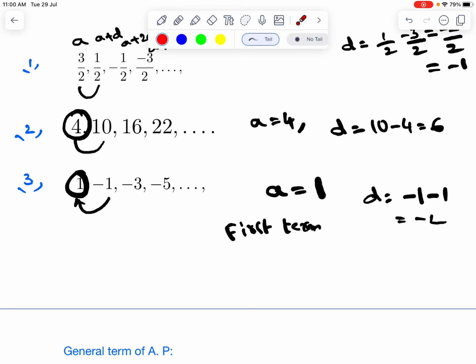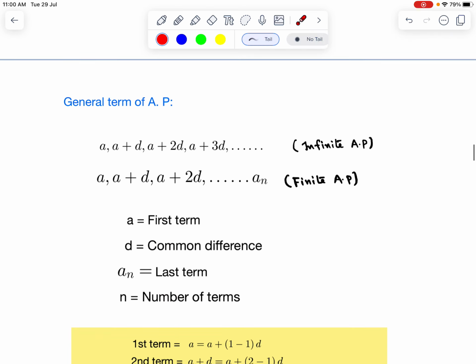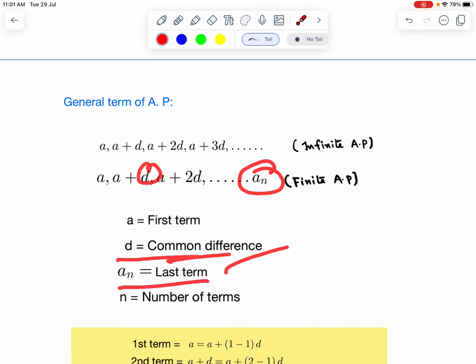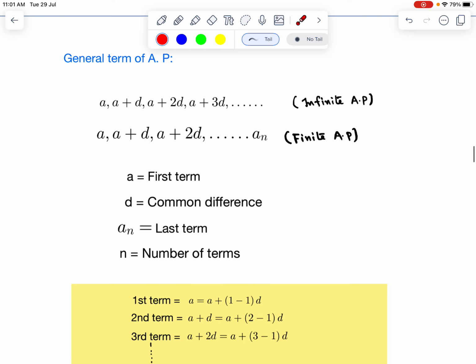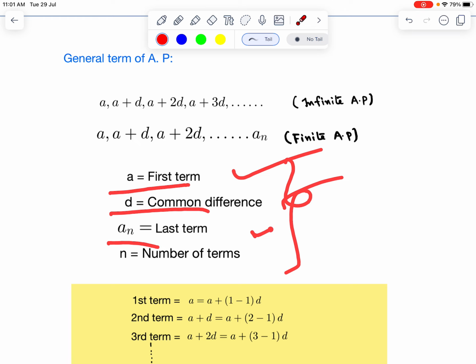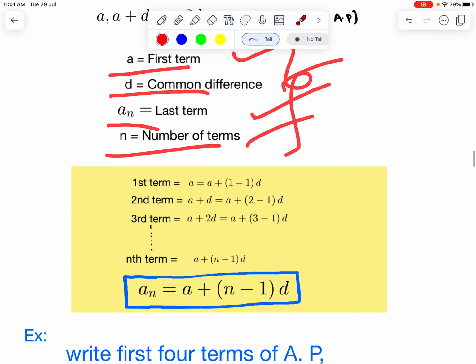Next, general term of AP. The first term a, then a plus d, a plus 2d, a plus 3d, and so on. It is the infinite AP. If it is a finite AP, then the terms are a plus d, a plus 2d, and so on up to an. Here a is the first term, d is the common difference, an is the last term, n is the number of terms. These four are most important. This is the formula.